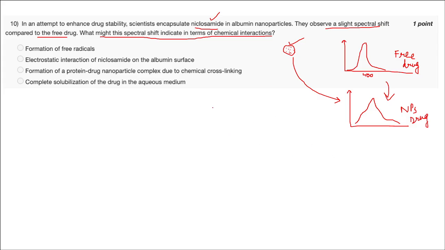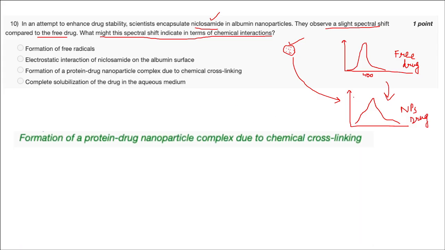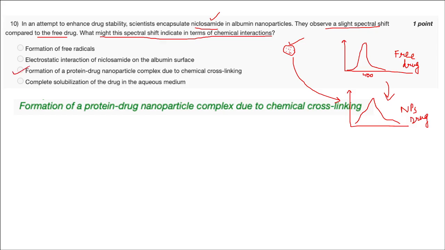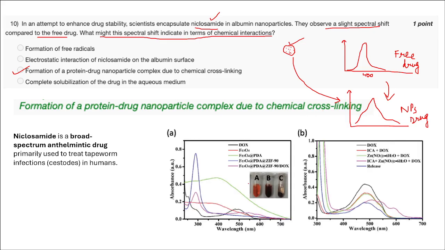So the correct option for this would be formation of protein drug nanoparticle complex due to chemical cross-linking. Why does it happen? Suppose I have only added a reference spectra here, this particular drug is not there, but if you see this black one, this is a free drug.